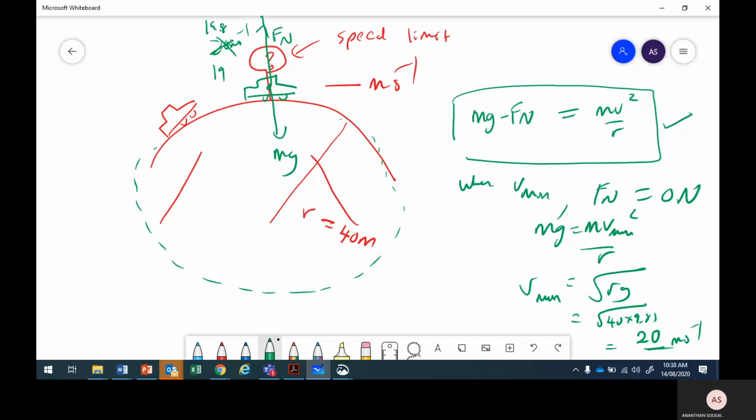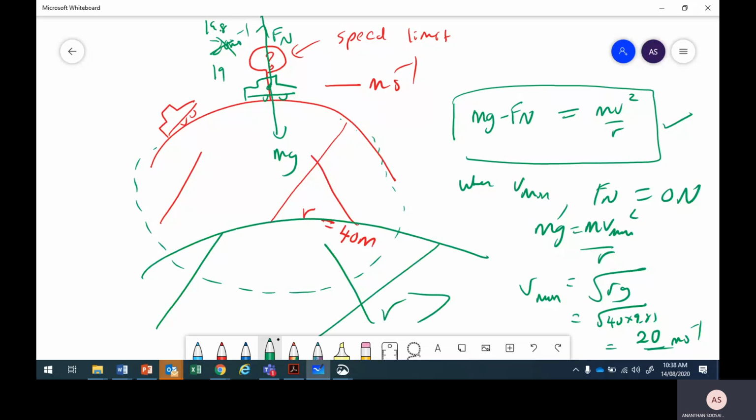So, for the bridge, what is advisable for the engineers building it? Make the radius as great as possible, so that the speed limit can be increased and it is safer. Good. So this is where the circular motion concept is used. Okay, another one I'm going to ask.